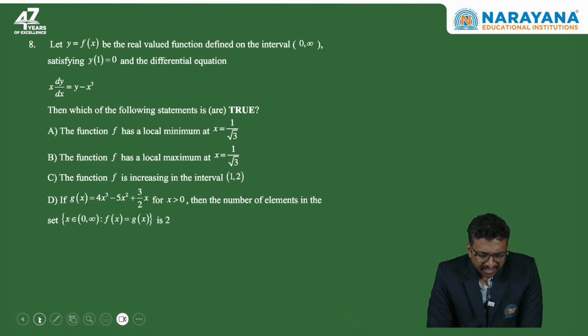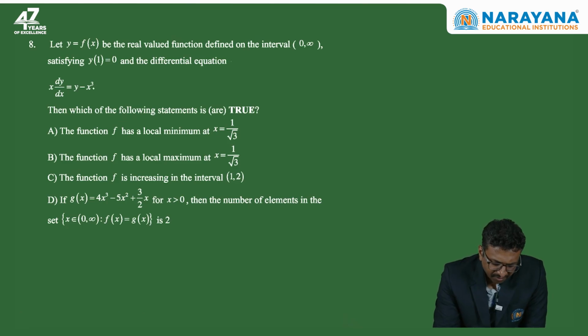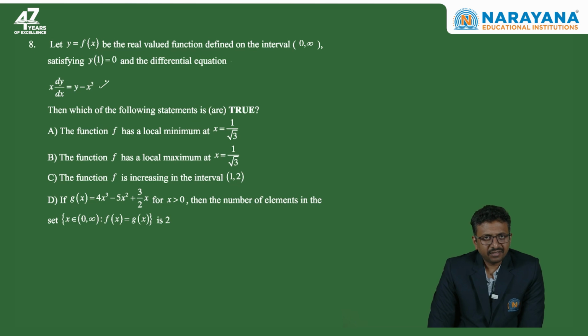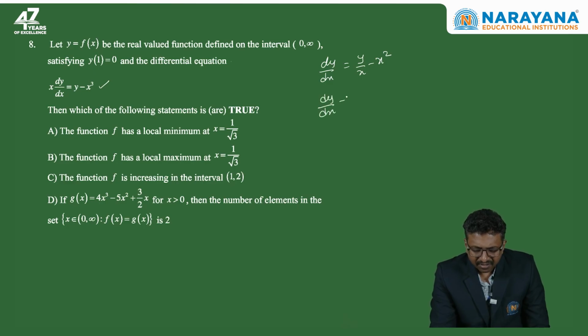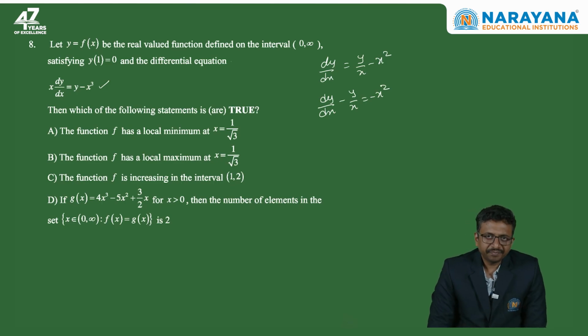So f of x is a real valued function defined in 0 to infinity. y of 1 is equal to 0. dy by dx is this. Which of the following is correct? So this is also a differential equation question. So dy by dx, if you take y by x onto the other side, is equal to y by x minus x square. So dy by dx minus y by x is equal to minus x square, right? So this is a linear differential equation.